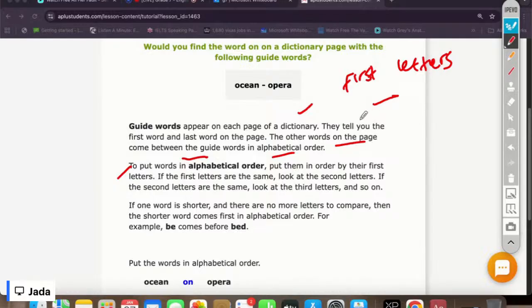Now if the first letter is the same, you have to look at the second. And if the second is the same, you look at the third as well, and that's how it keeps going. If the third is the same, you look at the fourth until you figure out the right alphabetical order, okay?